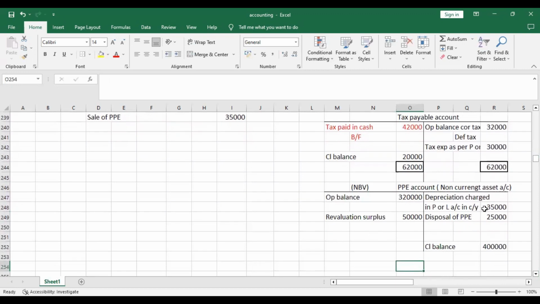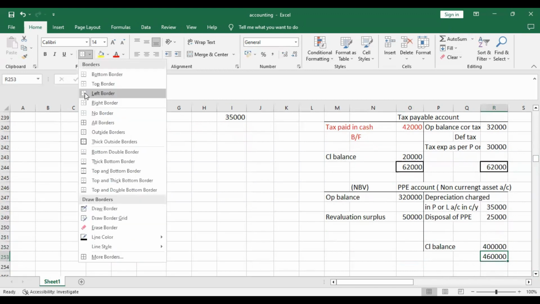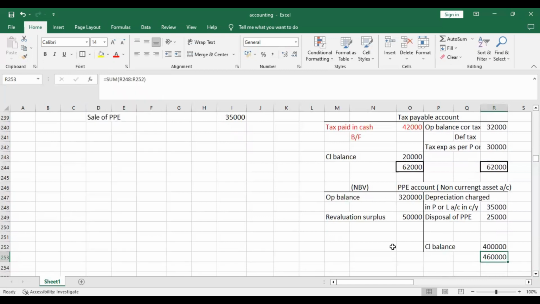So you charge depreciation in the current year of 35,000. You dispose of the asset for 25,000 in the current year, and still your closing balance is showing 400,000. That means you might have purchased some asset in the current year. Are you clear? Okay. So take that 460,000 on the debit side. Then there is a balance figure.